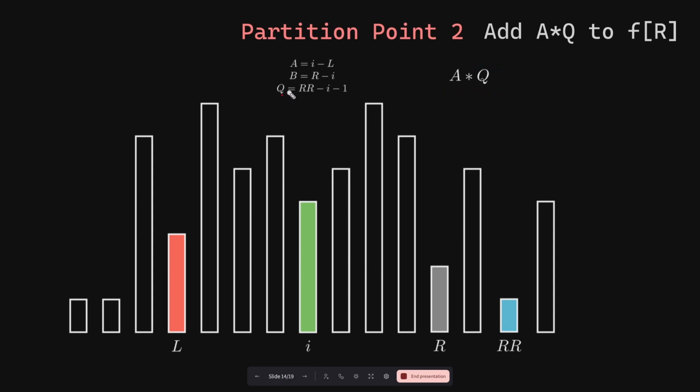So if you call this expression Q, there will be A into Q subarrays in which the green bar will be the minimum in the resulting array after deleting this element. So you add A into Q into A of I to the F value of this. So now we have seen what the contribution of this green bar will be to any of the elements after they are deleted, and that solves the problem.